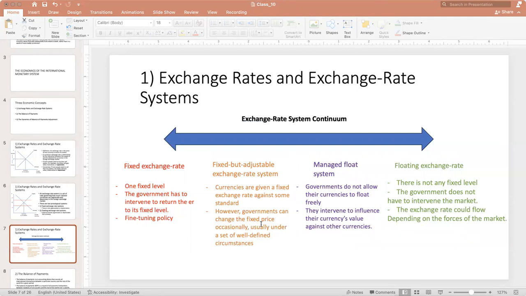And the fourth system, which is the extreme system, is the floating exchange rate system, which is a type of exchange rate regime in which the value of the currency is determined by market forces without any significant intervention from the central bank or monetary authorities. So the first characteristic is that the market determines the exchange rate.